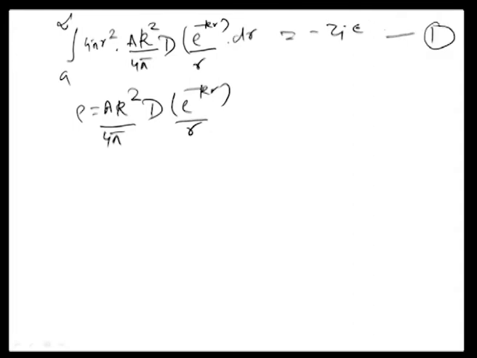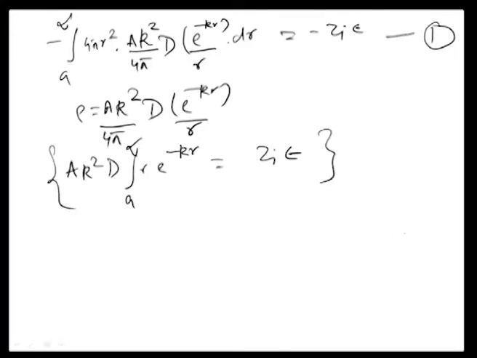So let this be equation 1. Therefore, we can simplify this equation further to obtain A square of k D times the integral from A to infinity of r times e to the power of minus k r equals z I e. Okay. Because there is a minus term which comes from the potential, the charge density. So that is the final integral that we have to solve. So we have to integrate this expression by parts.